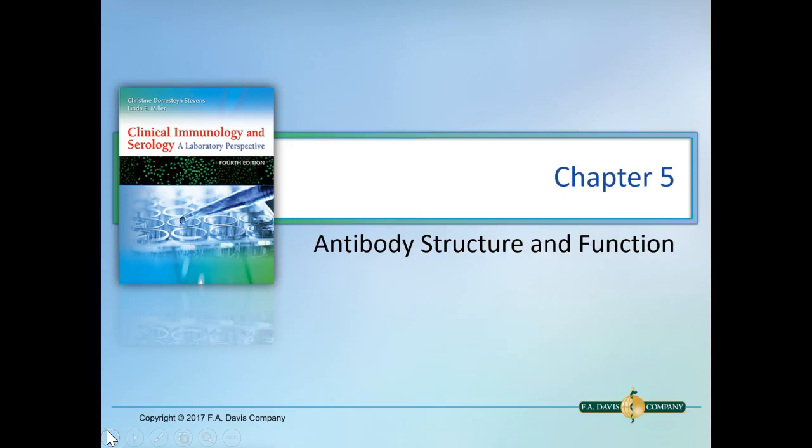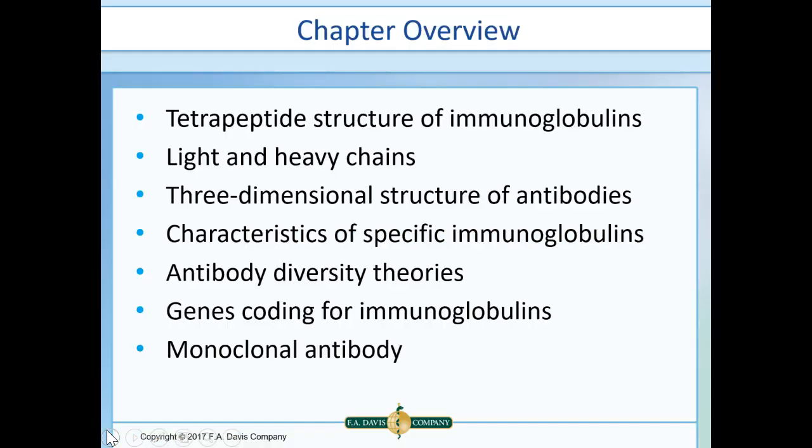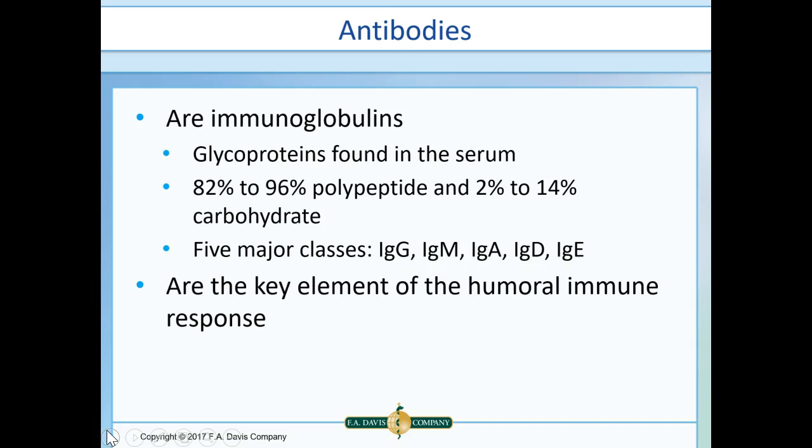Chapter 5, Antibody Structure and Function. In this chapter, we're going to talk about the antibodies that are in the body and what their function is, and all of the different types and things that we find.